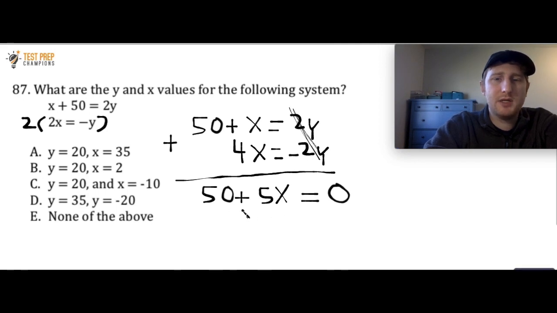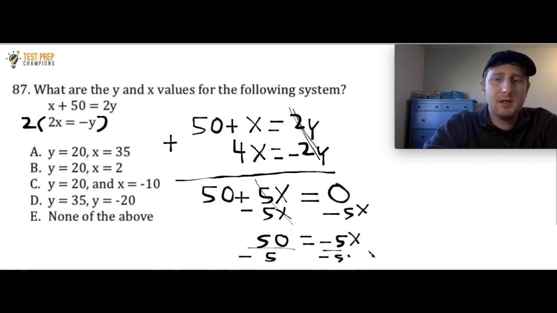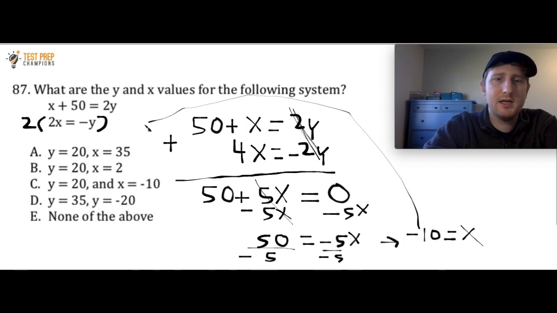And now what I would do is subtract, and there's several ways to do this, but I would subtract 5x if this were my test, because these 5x's will cancel out, and that gives me 50 equals negative 5x. Then all we have to do is divide by negative 5 on both sides of the equation, and that's going to give me negative 10 equals x. So now that I know that negative 10 equals x, all I have to do is take this negative 10 and substitute it into either of the equations for x, all right? And that's going to help me find what y is. So let me show you.